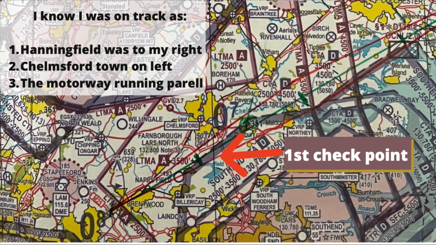I'm going to be looking outside, and one thing I'm going to be able to see is Hanningfield Reservoir. That's a massive, massive site, so I'll be able to see that quite clearly. I'm going to be able to see the shape of Chelmsford Town to my left-hand side, and I'm going to see that the motorway is running parallel to my left-hand side. All those things will reconfirm that, yes, you are on track at the moment, and you're heading in the right direction.